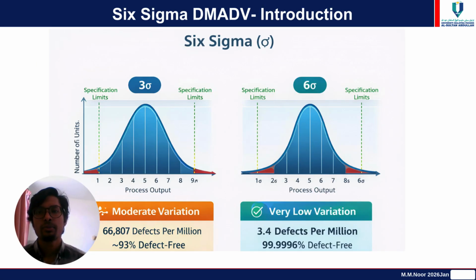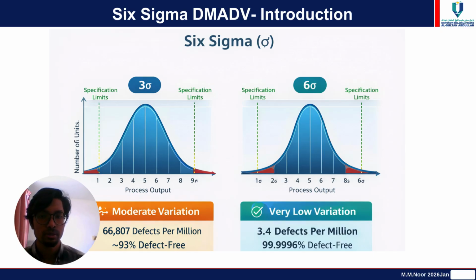To understand where we are going, we must look at where we start. Six Sigma was introduced by Motorola in the 1980s to reduce defects and later popularized by General Electric in the 1990s, saving them billions. At its core, Six Sigma measures variation. A sigma represents the amount of variation in a process relative to what the customer wants.